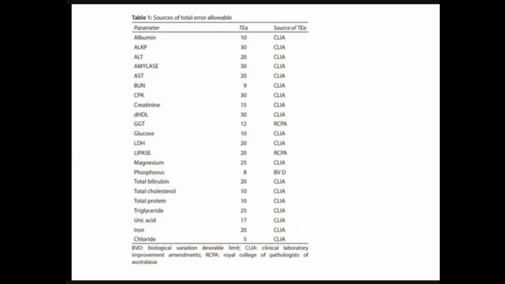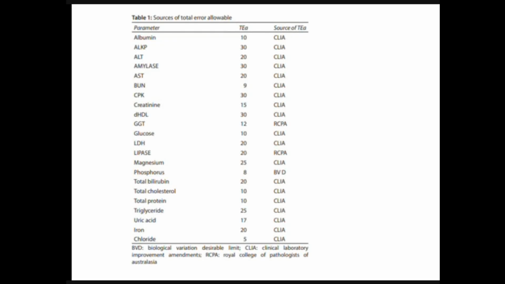Now, sources of total allowable error. Sources of total allowable error can be Clinical Laboratory Improvement Amendments, that is CLIA, or it can be RCPA, that is Royal College of Pathologists of Australia, or it could be BVD, that is Biological Variation Desirable Limit. Now, this total allowable error is defined already by these bodies, and they are in percentages. Like for albumin, it is 10%, alkaline phosphatase is 30%, alanine transaminase is 20%. So all these are in percentage.